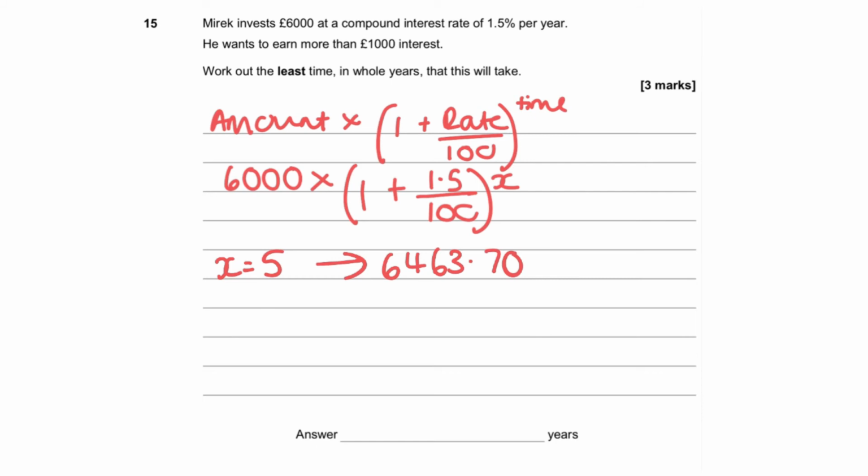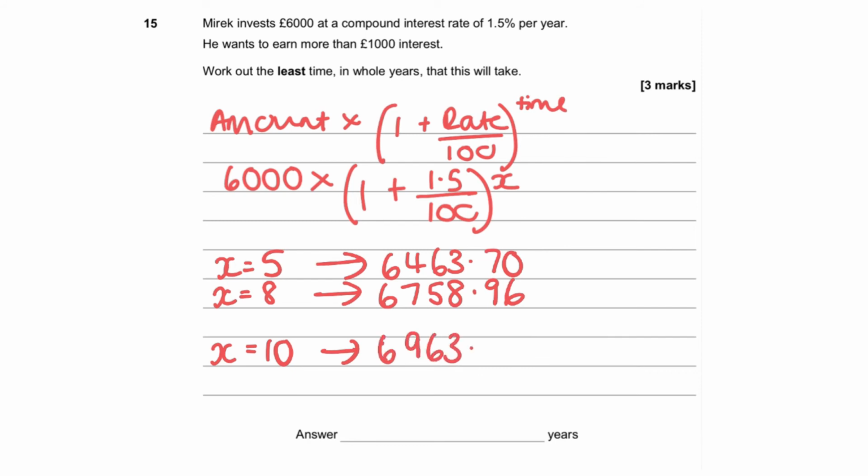£6,463.70. Let's try x is equal to 8. That gives us £6,758.96. So we're getting closer. Let's try x is equal to 10. So that gives us £6,963.24. So we're nearly there. Then x equals 11 gives us £7,067.63. So we've made £1,000 interest at this point, so it's going to take him 11 years to make the money that he wants to.